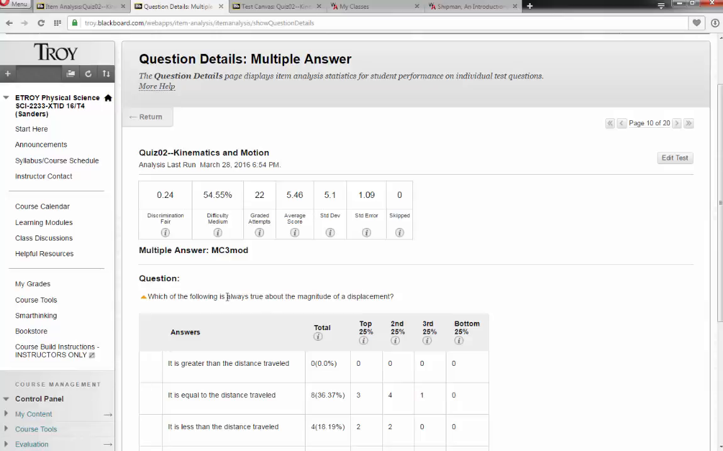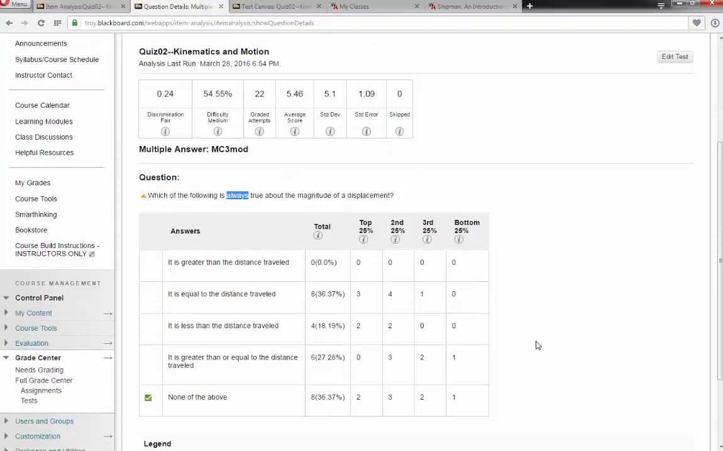Which of the following is always true about the magnitude of displacement? Now, I need to underline this word "always" because that's the key phrase in this question. And I changed this. It's MC3 mod, so this is multiple choice number 3 modified.